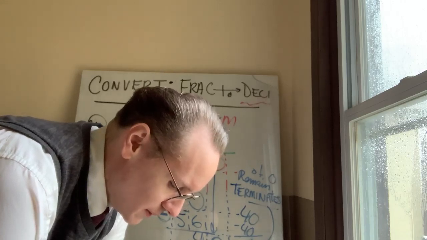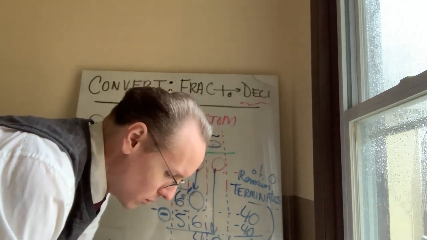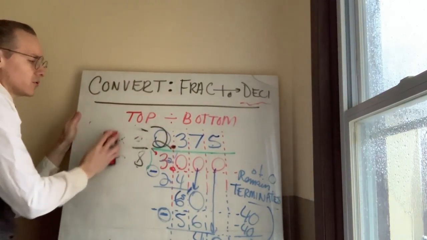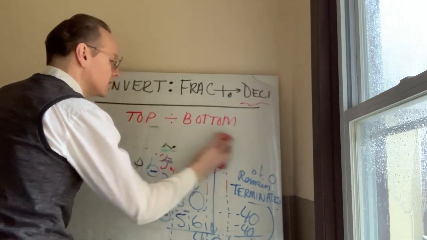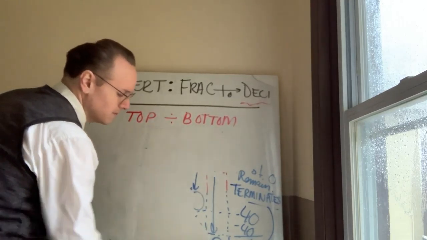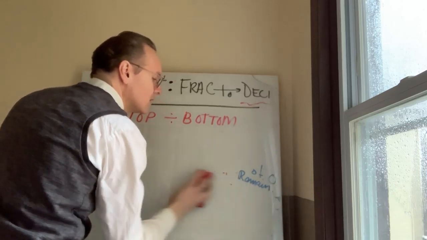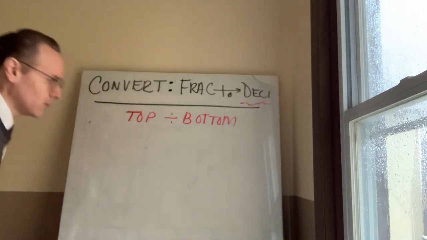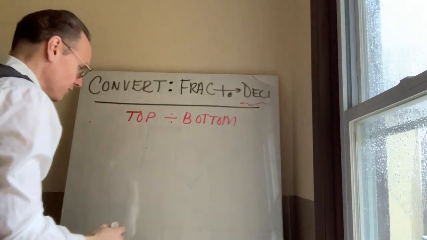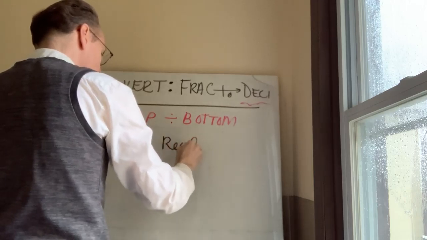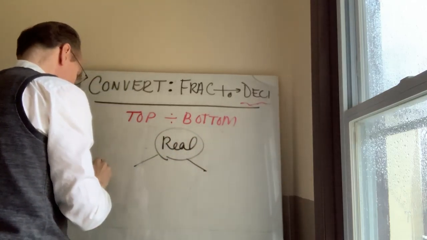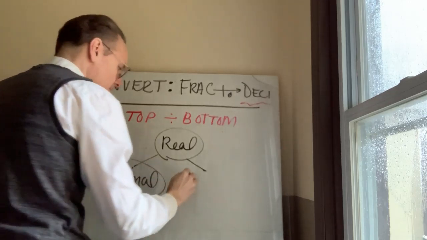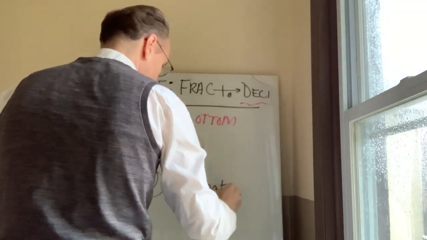All right, let me show you something that is even more interesting than this. A situation when you have a repeater, a repeating decimal. Now, we had talked about this before. Of real numbers, there are these two subcategories. The rational numbers, which is what we've been talking about exclusively to this point, and then this other category, which is the irrational numbers.